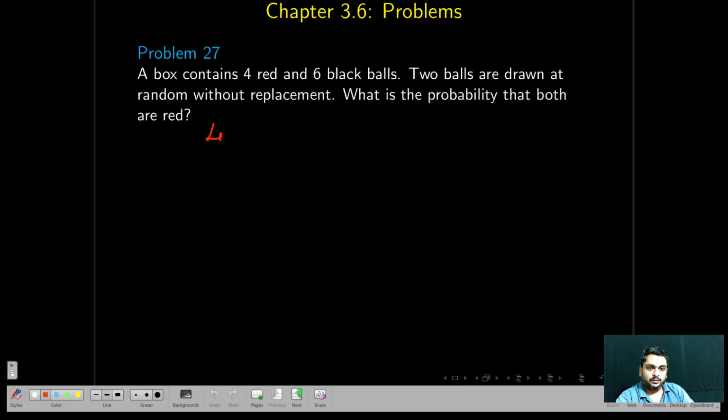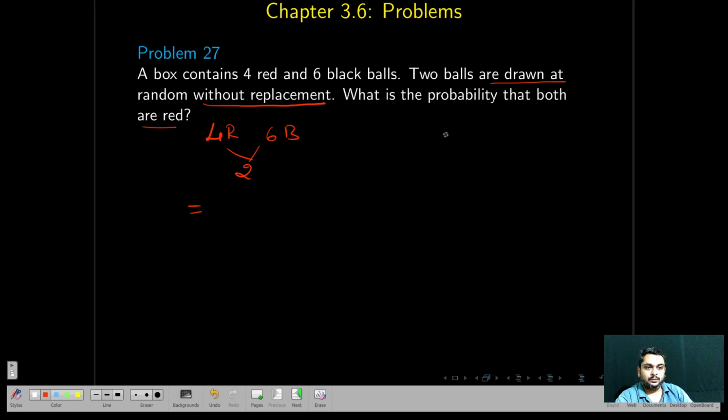A box contains 4 red and 6 black balls. 2 balls are drawn at random without replacement. This is very important, okay? Without replacement. What is the probability that both are red? They are drawn at random without replacement. 2 balls are taken simultaneously.